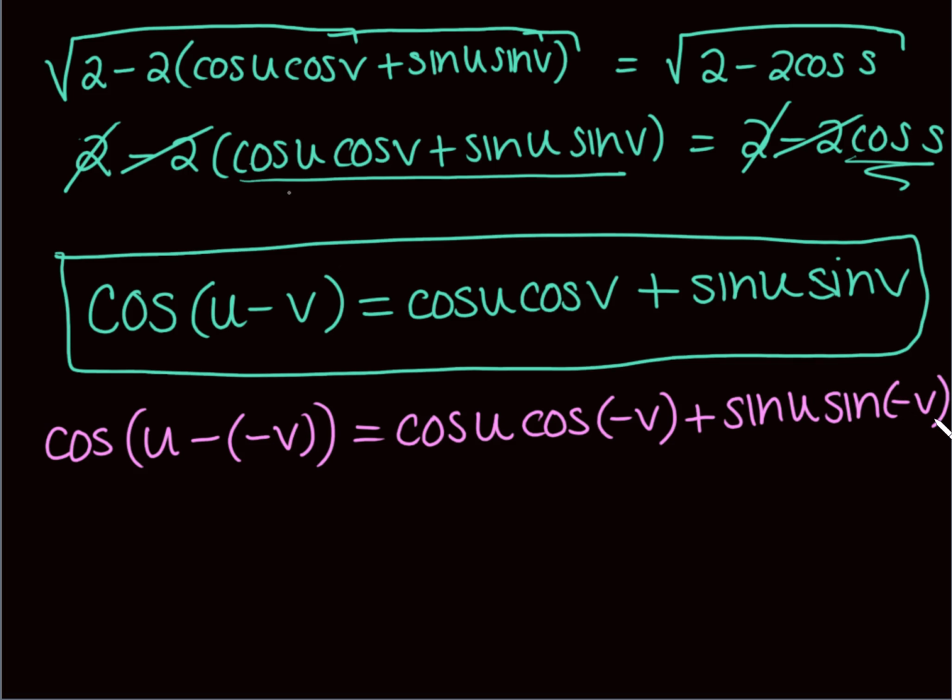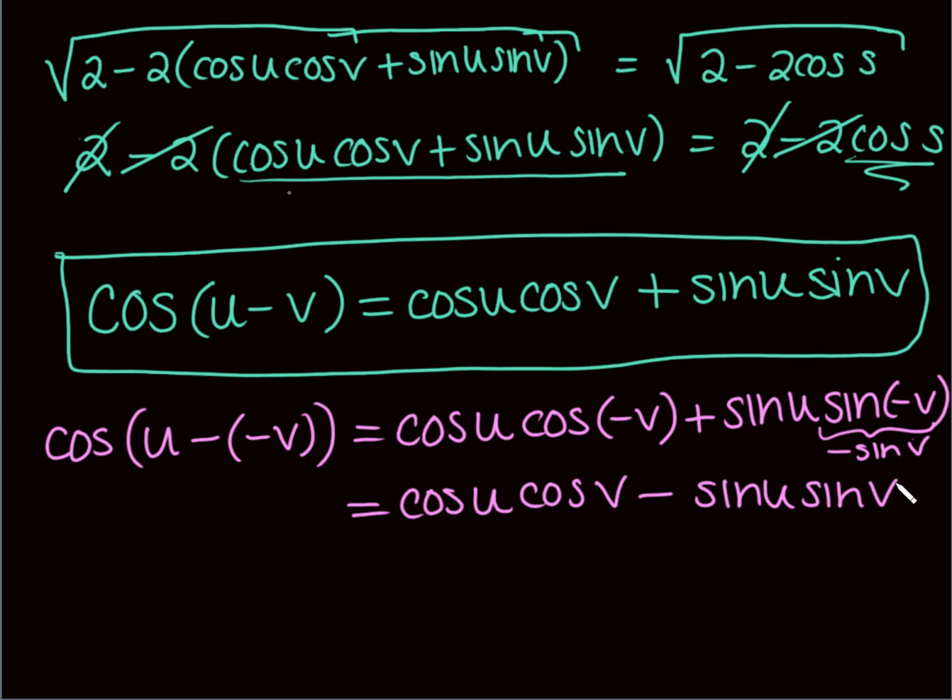And if you notice here, remember cosine is an even function. So the cosine of negative v is the same thing as the cosine of v. However, sine is an odd function. So what's going to happen? This guy right here is a negative sine of v, right? So that negative will just come out there. So I get minus sine of u, sine of v.